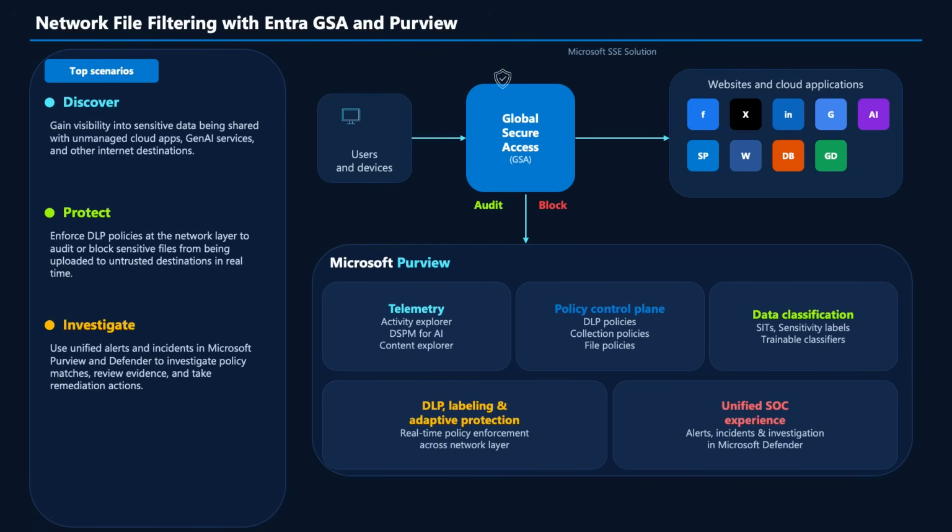Okay, so that means now we are looking actually at the network layer and inspecting the data that is going through the network layer. And I want to quickly know how that works. Can you elaborate here a little bit on that? Sure. So the Entra GSA TLS inspection profile, right? That's attached to the Purview DLP, and we are going to show this in the demo in detail.